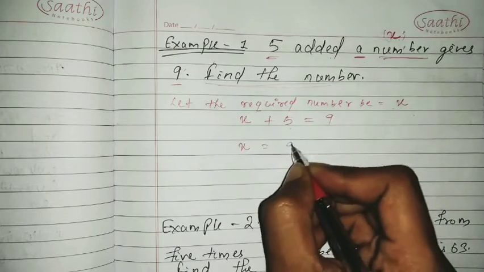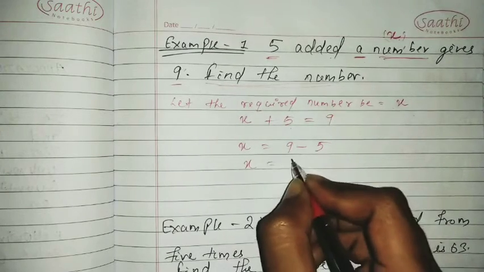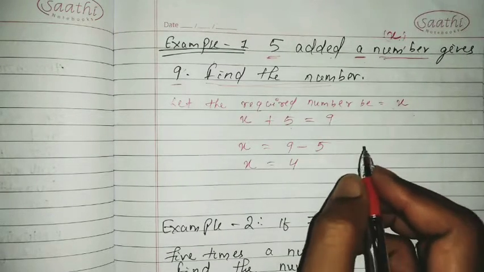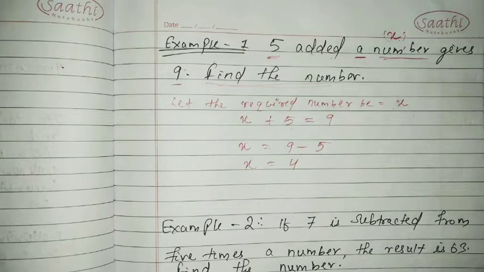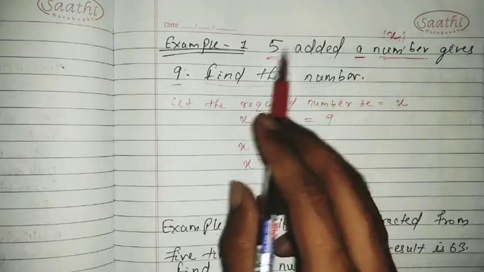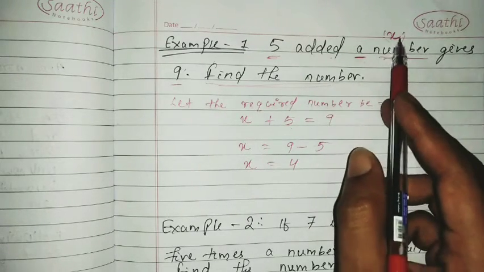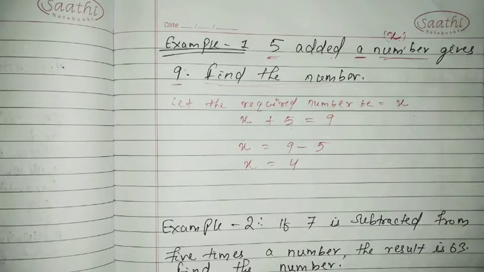X is equal to 9 minus 5, so x is equal to 4. So what is the required number? Now x is equal to 4. So 5 added to a number, what is the number here? 4, which gives you 9. Okay, let's move to the second example.